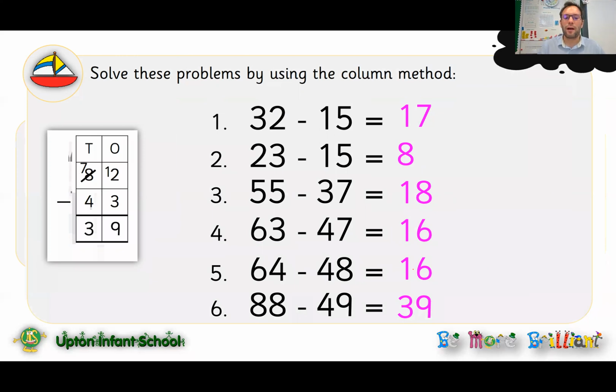We've increased both those numbers. We had 63 take away 47. We've increased 63 by 1 to 64 and 47 by 1 to 48. So the difference is still the same. It's still 16. And then finally, 88 take away 49 is 39. Well done if you got those correct. Any mistakes, go back and see if you can spot what you did wrong.